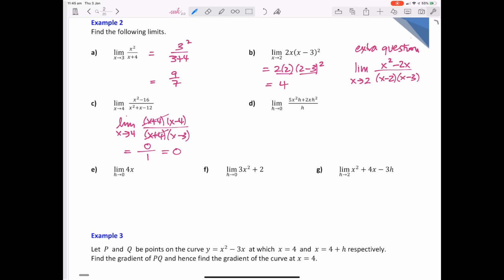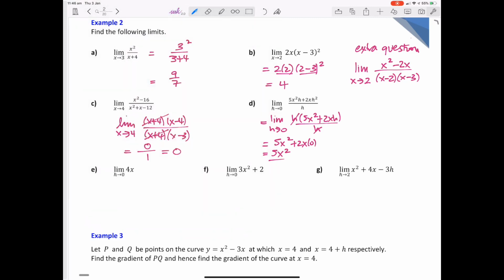This one here, if I sub 0 in, the bottom would equal 0. So either the limit doesn't exist because the bottom equals 0, or we can take out an h on top. So we end up with 5x squared plus 2xh on h. They cancel. Now we can sub in h equals 0, so I get 5x squared plus 2x times 0, which is 5x squared. So the limit does exist, and it's 5x squared.